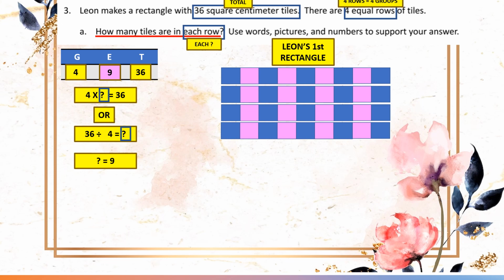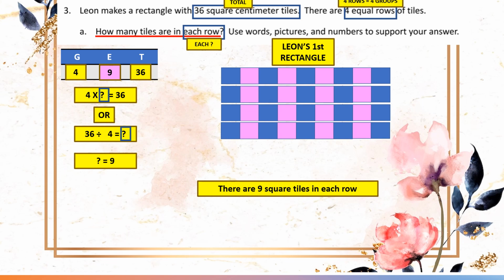So this is my picture to support my answer. Now I'm going to use words to support my answer. There are 9 square tiles in each row. Now, you may need to go ahead and pause the video so that you can write everything down on your paper that I have on my screen, or you may just need to check your own work. Whatever the case may be, go ahead, pause the video, and do what you need to do now.